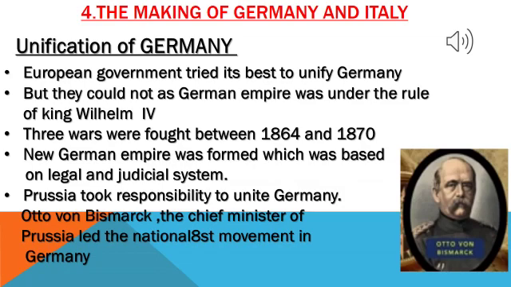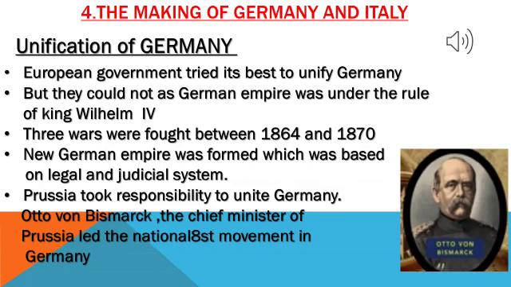Now, when you talk about Germany, we come to know that the European government tried its best to unify Germany, but they could not, as the German Empire was under the rule of King Wilhelm IV, because he was not ready to start the unification of Germany.